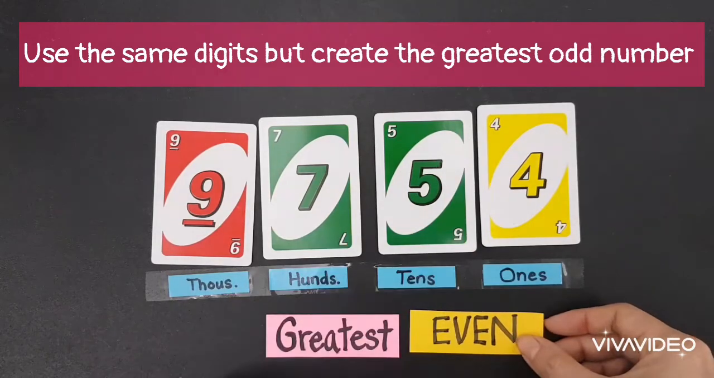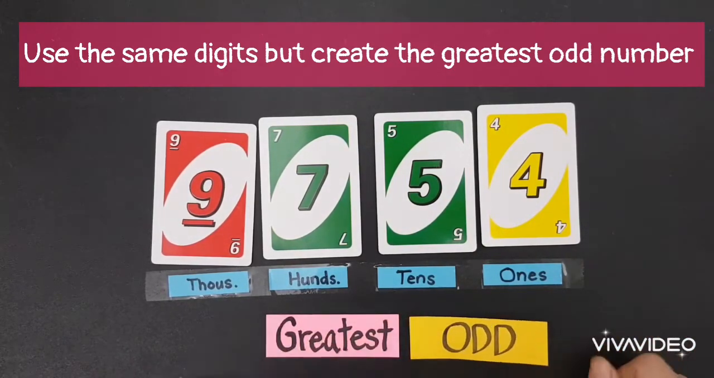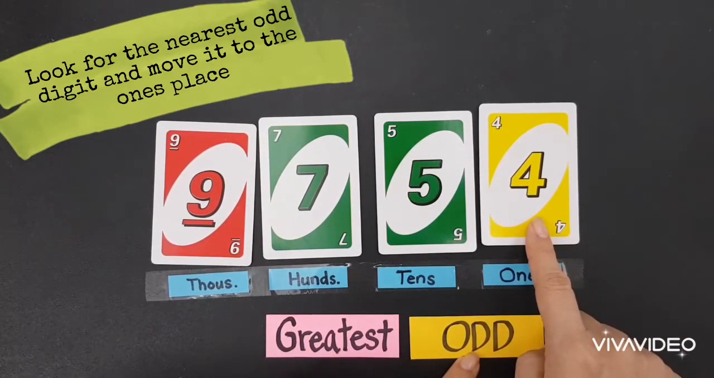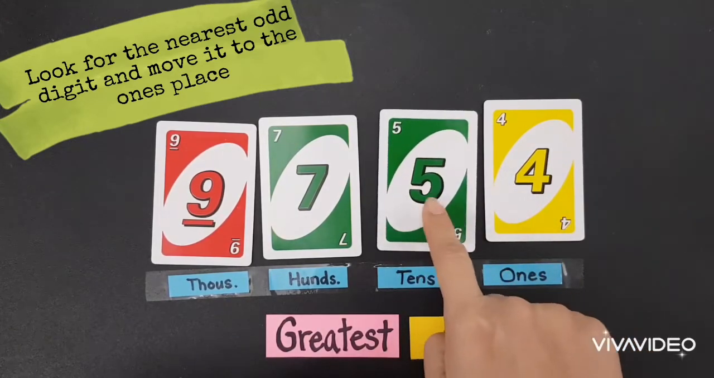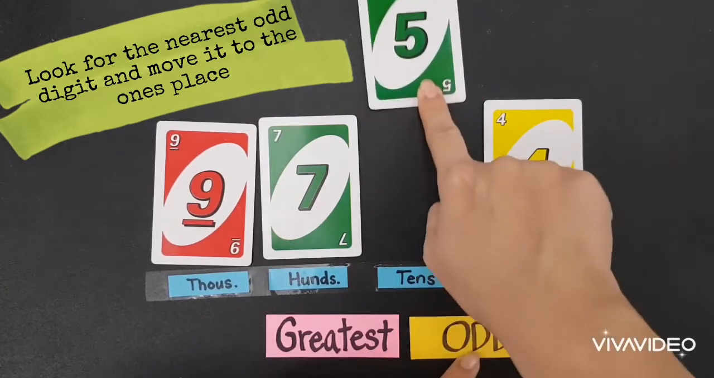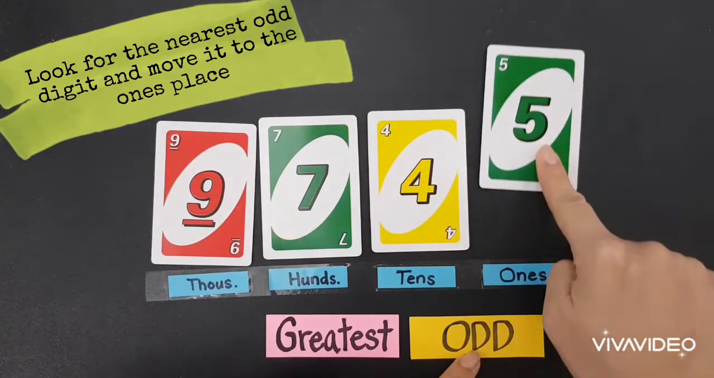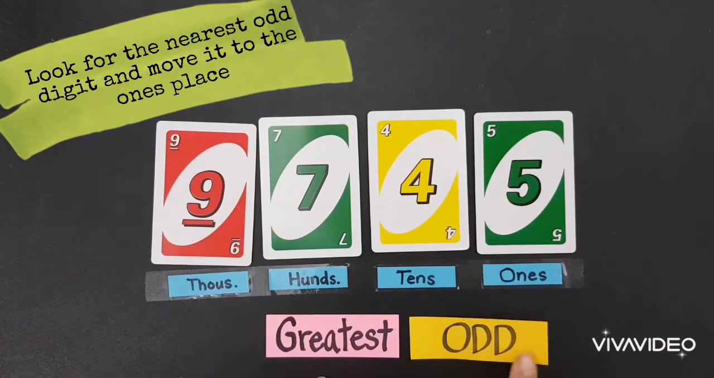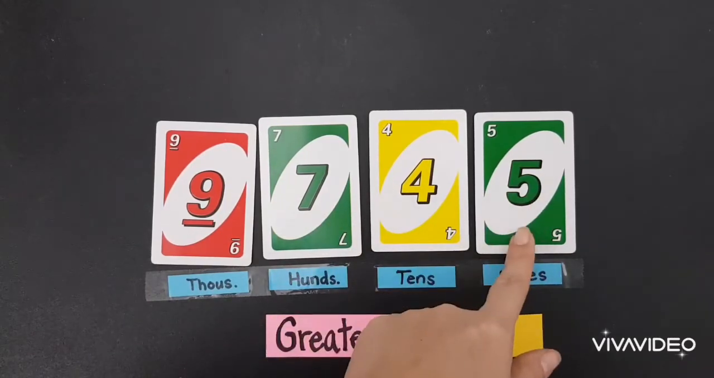But our question wants us to find the greatest odd. So how can we make it odd? We're going to check. This is even. Let's move up another place value. Digit 5 is odd. That is the first odd number we have. So I'm going to push it up, slide 4 down, and put 5 at the end. This would give me the greatest odd 4-digit number, 9,745.